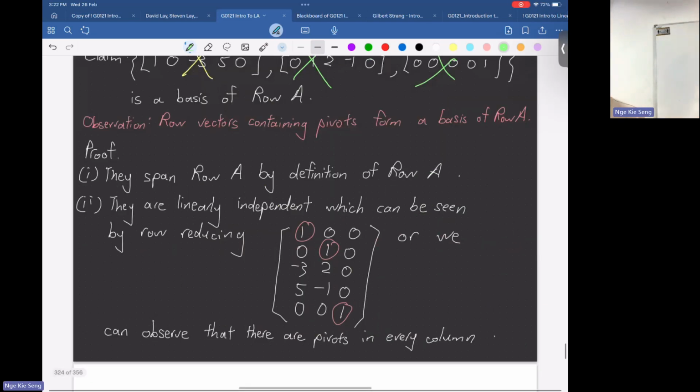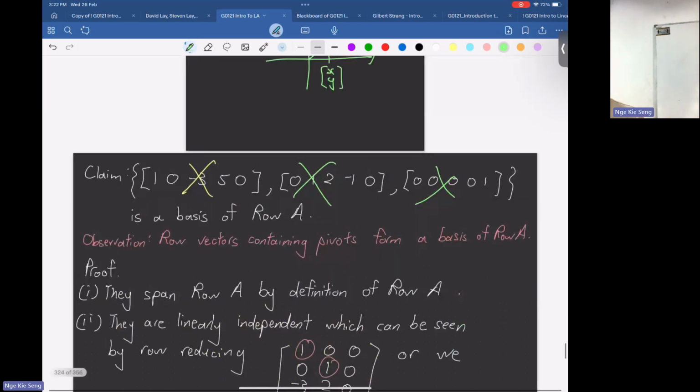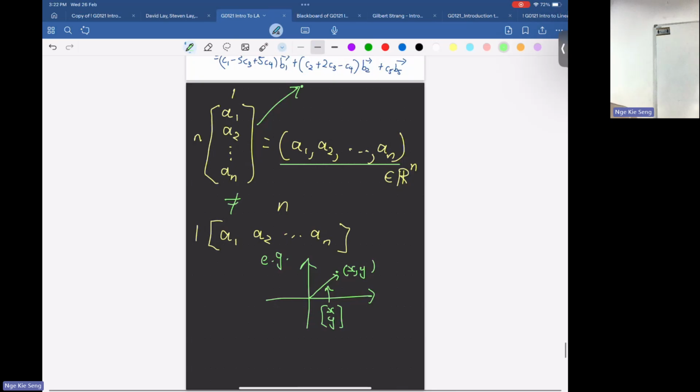Okay, so this is about basis. Basis is important. In this Friday's quiz, you will get questions like that. Make sure you know how to find a basis.